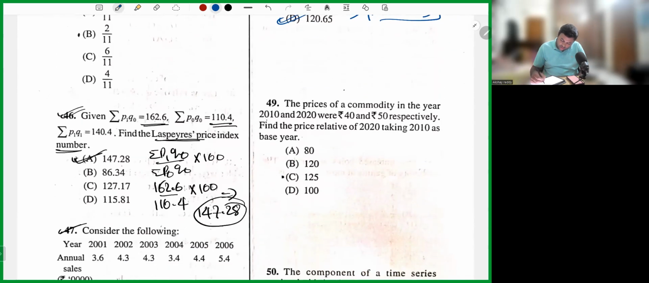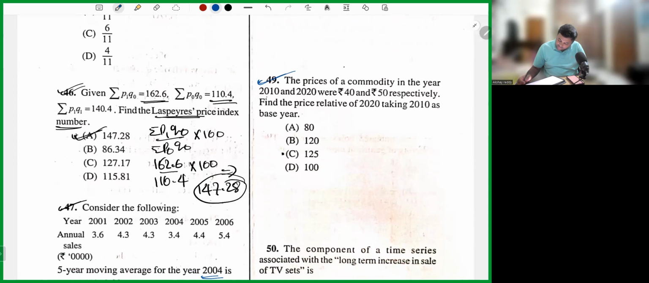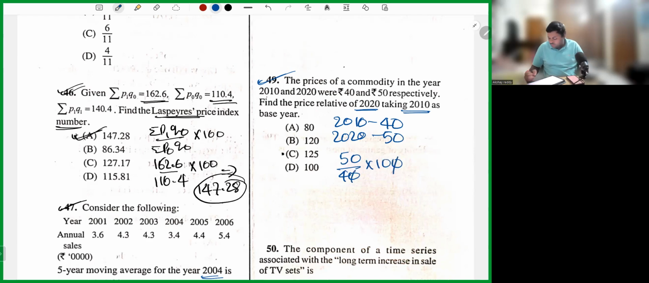Next, the prices of a commodity are given. Find the price relative of 2020 taking 2010 as base. How will you get price relative? Current year divided by base year. For 2010, price is 40. For 2020, price is 50. So current year divided by base year into 100. Let's cancel 500 by 4, which is 125.